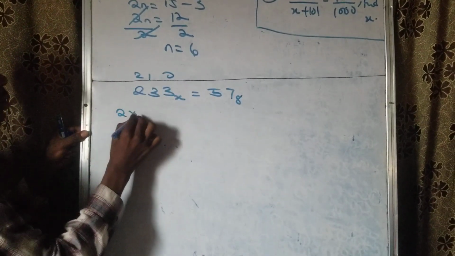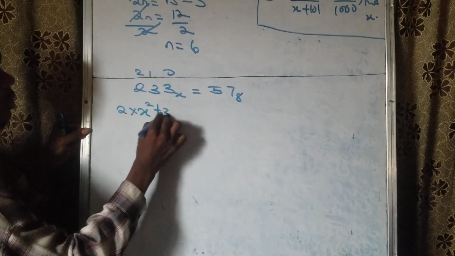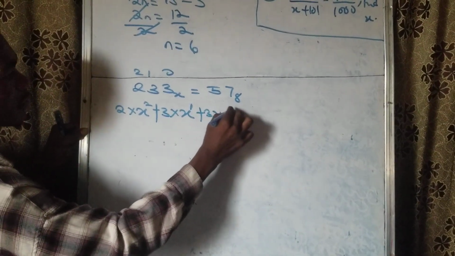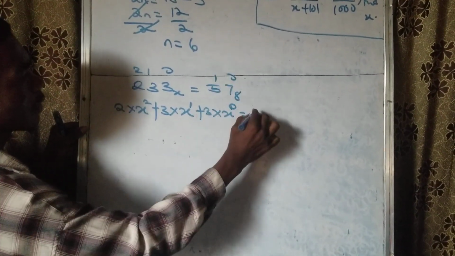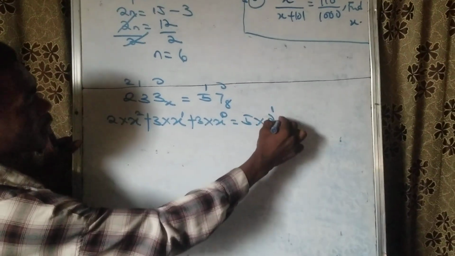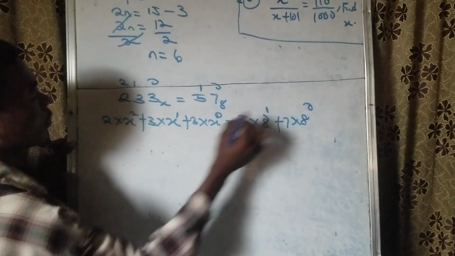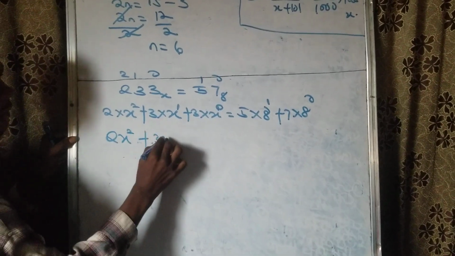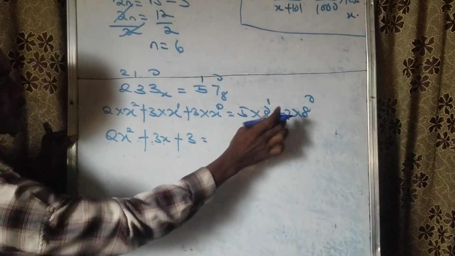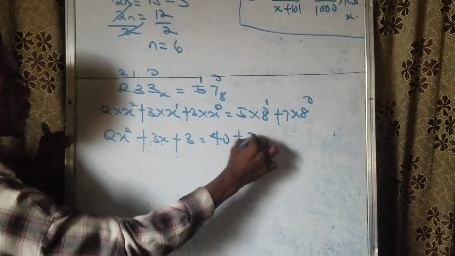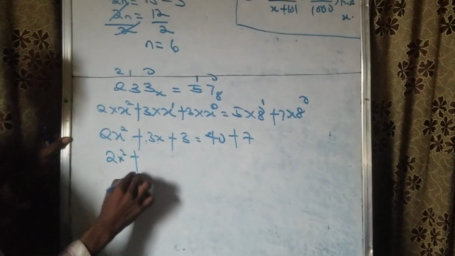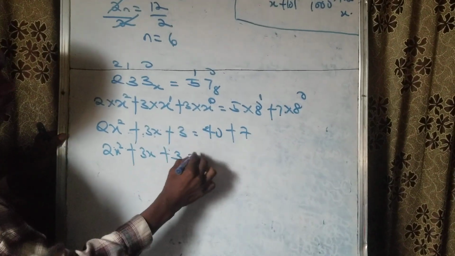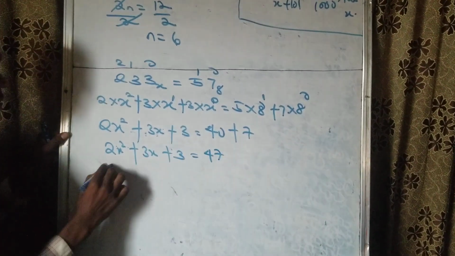That will be 2 multiplied by x raised to the power of 2 plus 3 multiplied by x raised to the power of 1 plus 3 multiplied by x raised to the power of 0 equals 5 multiplied by 8 raised to the power of 1 plus 7 multiplied by 8 raised to the power of 0. So here we have 2x squared plus 3x plus 3 equals 40 plus 7, which is 47.